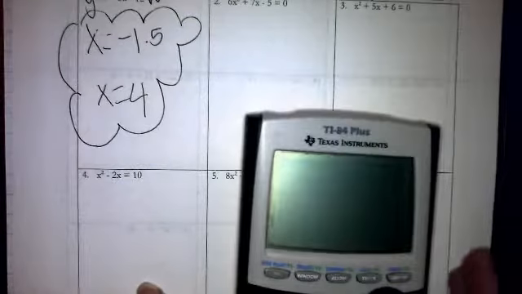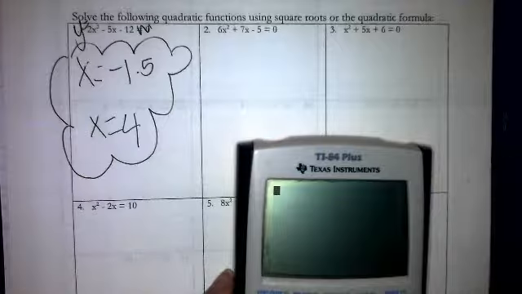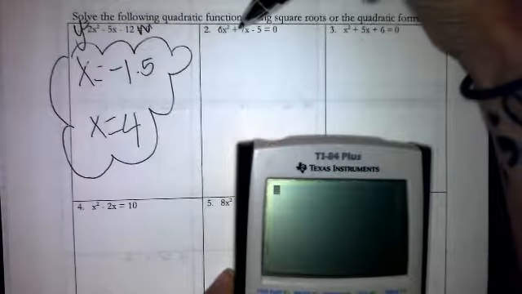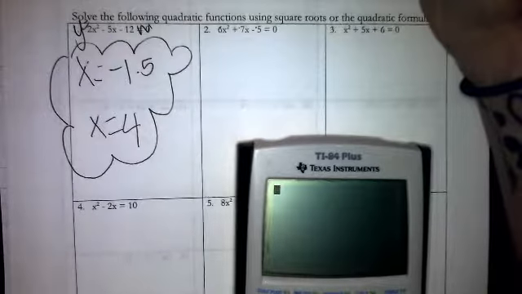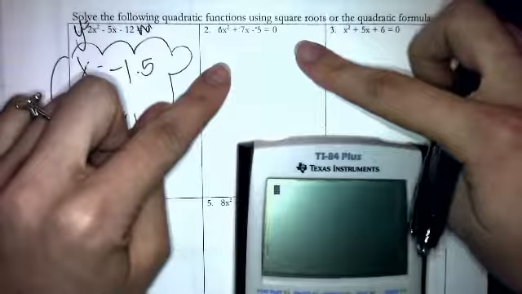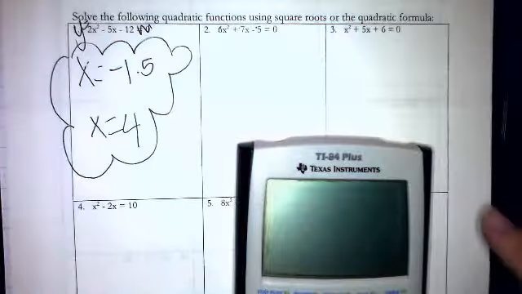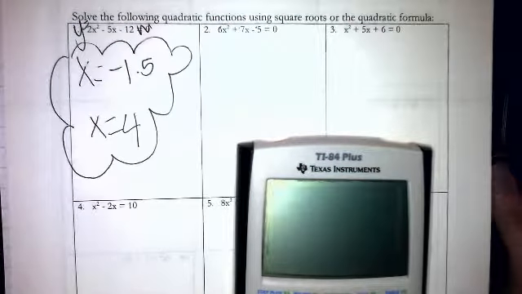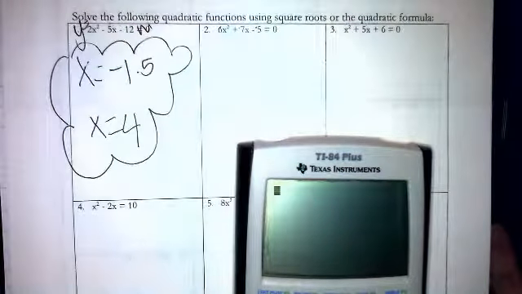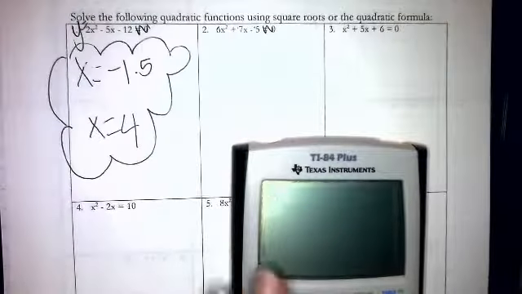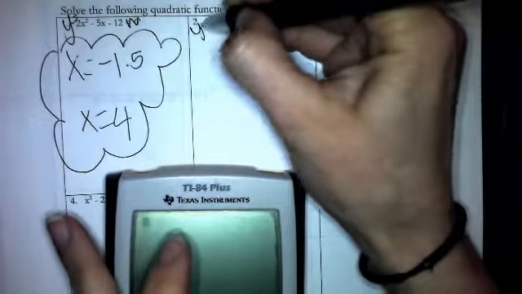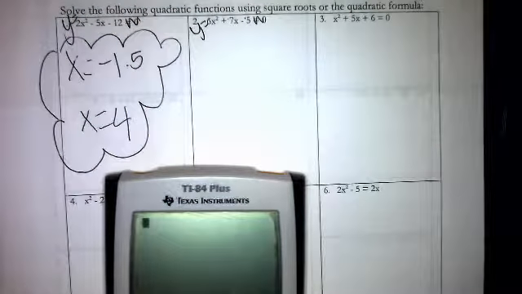So, I have 6x squared plus 7x minus 5 equals 0. First thing I got to make sure is that everything is on the left side of the equation. Everything is on the left side and it's equal to 0. So am I good to go on that? Yes. So that equals 0, you can kind of ignore that and make it y equals.